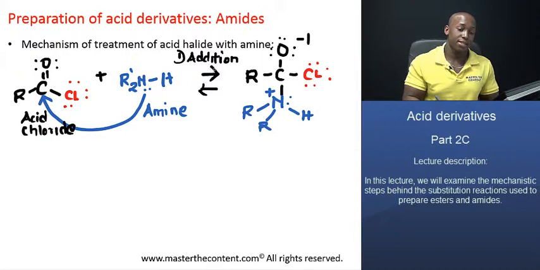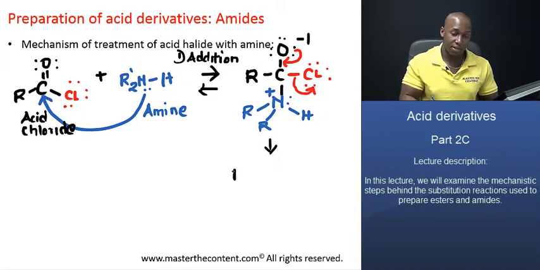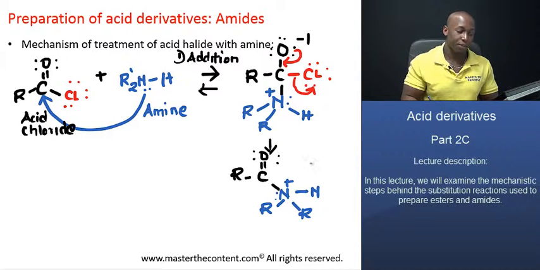And what happens in this case is that our intermediate will then collapse. A pair of electrons will come back down from that oxygen to restore the carbonyl group, and the chloride will exit with this pair of electrons, resulting in the formation of yet another intermediate that looks something like this. Okay, so I'm just going to quickly draw that out. Again, it's a charged intermediate with a positive charge on that nitrogen atom right there.